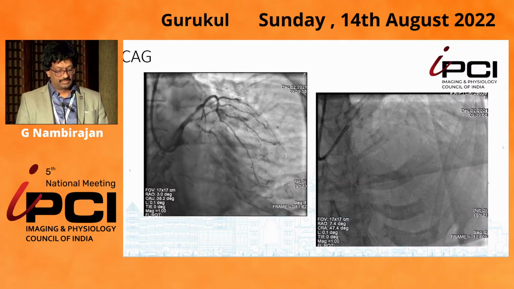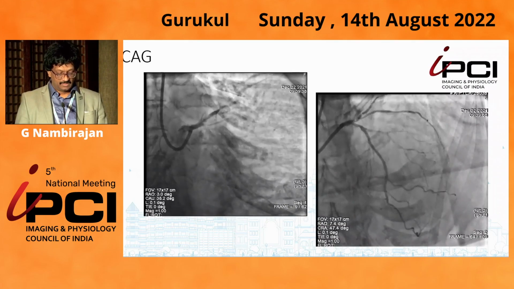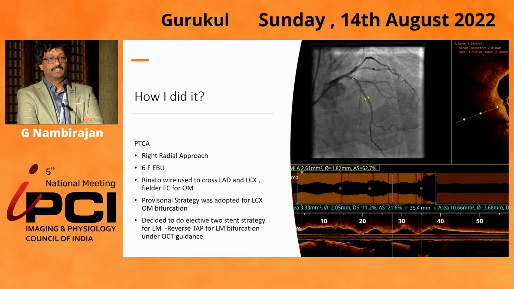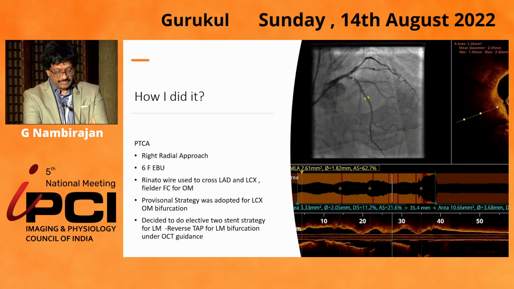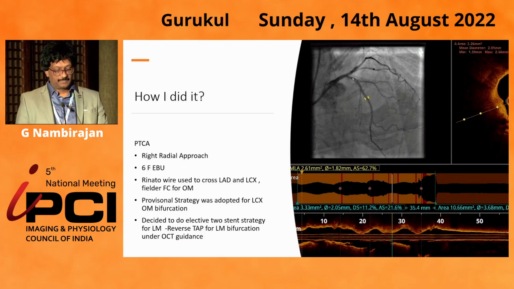In this picture you can see how very much calcified this bifurcation is, in a 76-year-old female patient. So we did OCT. OCT plays a very crucial role in any left main intervention. We chose the right radial approach with a 6 French EBU, and after OCT we could see that there is a significant lesion in the distal left main also. The MLA is around 3.5. So we wanted to do elective provisional stenting to the LCX OM bifurcation. After that, we wanted to do the left main, because these 2 bifurcations are very close by, less than 10 millimeters apart.